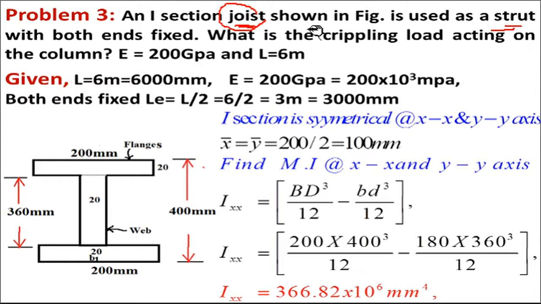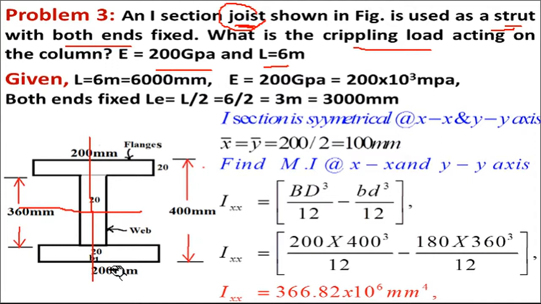Strut means what? I section is used here as a column. When both the ends are fixed, what is the crippling load acting on the column? So crippling load you have to calculate when E equal to 200 GPa and length is equal to 6 meter. Again, this problem is very simple. Only the case is to calculate moment of inertia. That is the somewhat complicated part. Otherwise, it will be very simple.